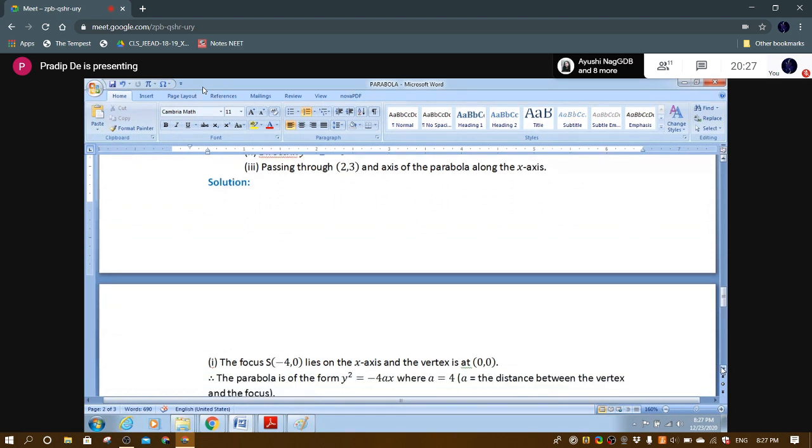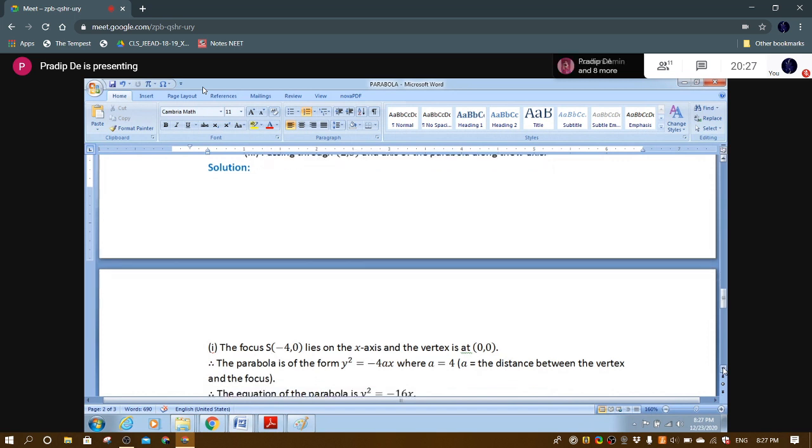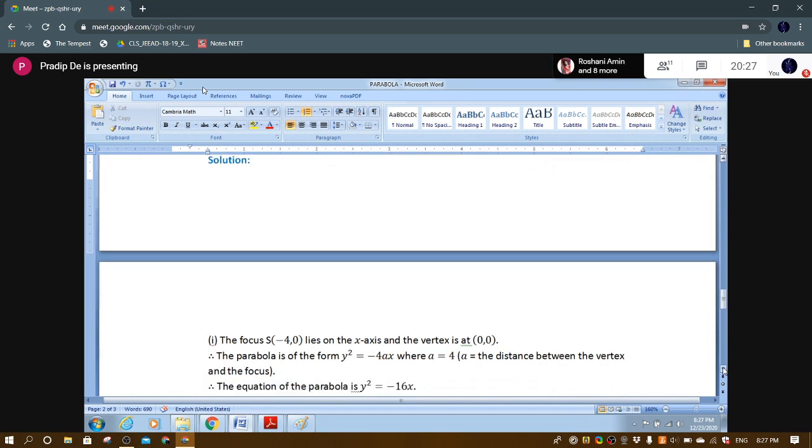So the focus (-4, 0) lies on the x-axis and the vertex is at (0, 0). So the parabola is of the form y squared equal to minus 4ax, where a is equal to 4, because a is the distance between the vertex and the focus. Therefore, the equation of the parabola is y squared is equal to minus 16x.